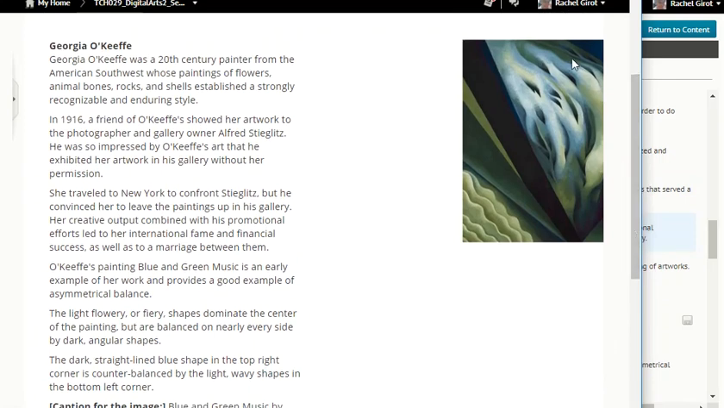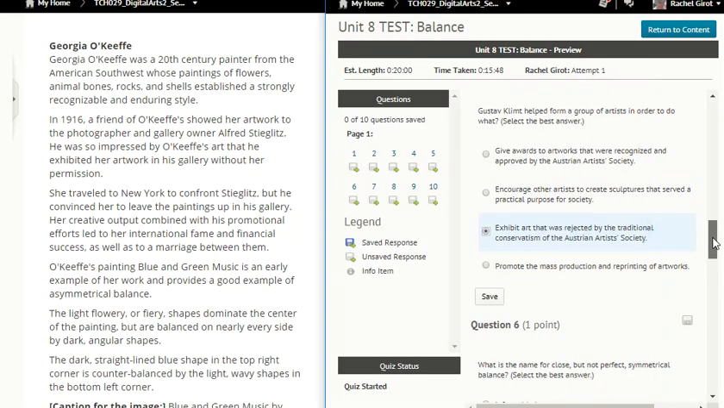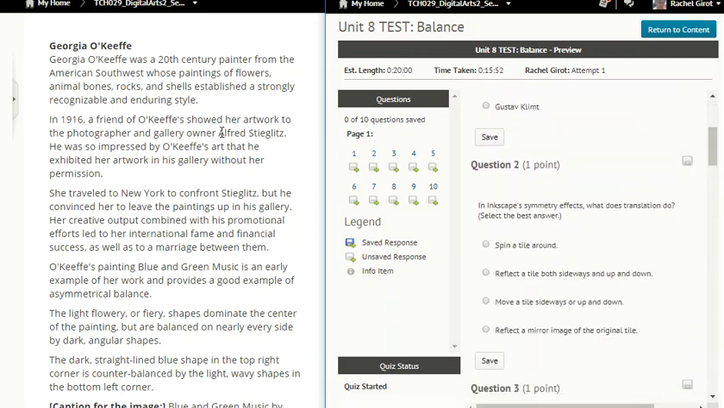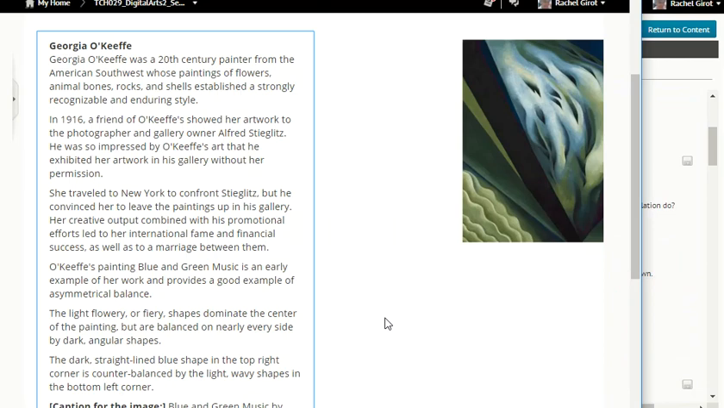Georgia O'Keeffe. Oh, I don't think I remember seeing anything else about Klimt. Okay, we're just going to go on. Georgia O'Keeffe. I know there's one about this.